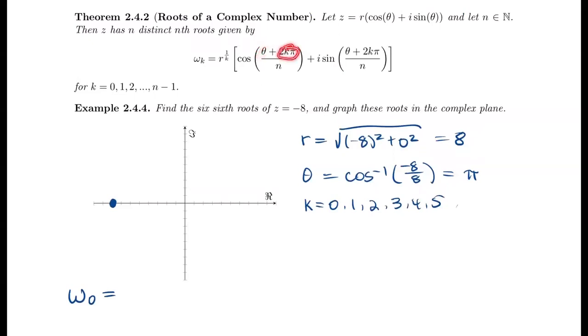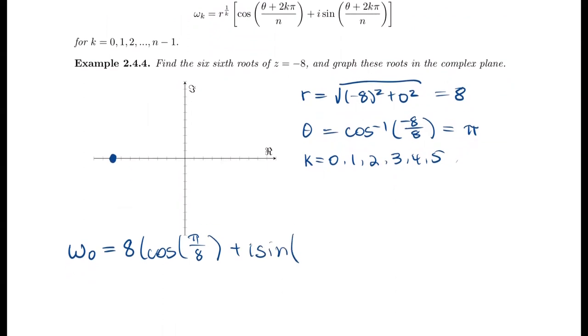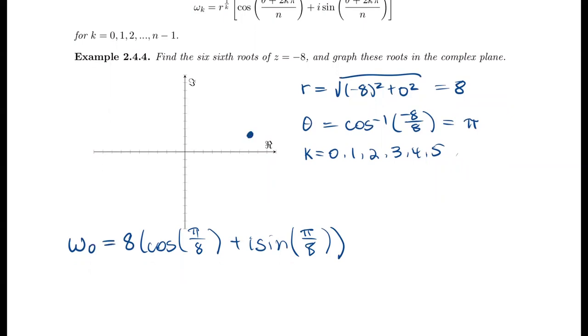So that means k here has to be 0. So we just have theta divided by n. So that'd be equal to r, so 8 to the power of 1 over 6, times cosine of theta, which is pi, divided by 6, plus i sine pi over 6. And so that means it's going to lie somewhere in the first quadrant. So let's say it lies over here. Maybe there. Yeah.